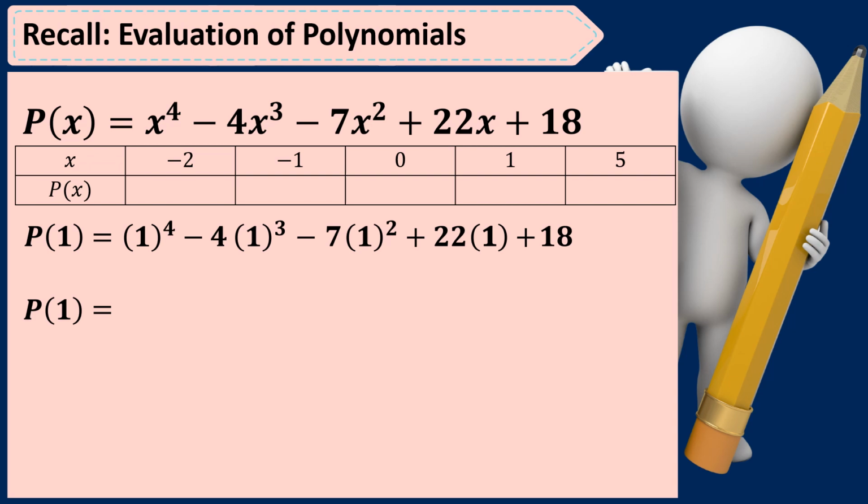1 raised to the power of 4 is equal to 1. Negative 4 times the cube of 1 is equal to negative 4. Negative 7 times the square of 1 is equal to negative 7. 22 times 1 is equal to positive 22. Then we copy plus 18.